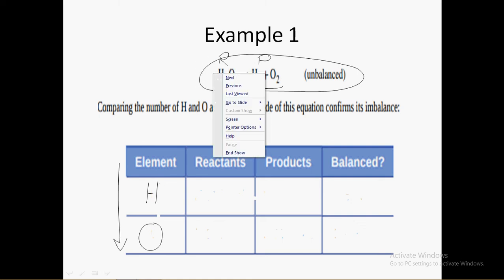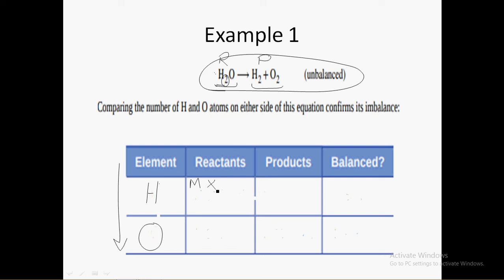Here the coefficient tells us the number of molecules in the reaction, and the subscript tells us the number of atoms. We told you before, be careful. So how many molecules? First we write the number of molecules times the number of atoms. M means the number of molecules times the number of atoms in each reactant.